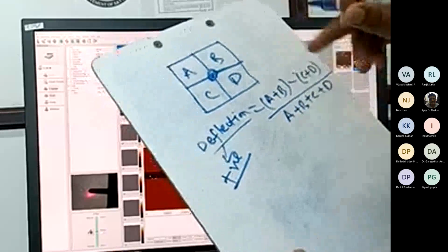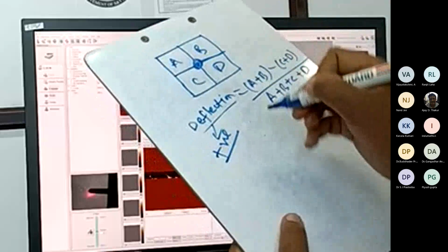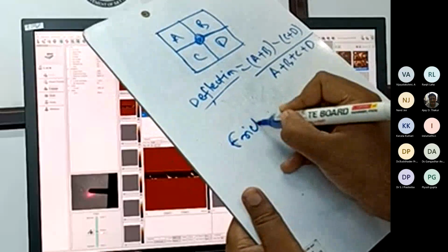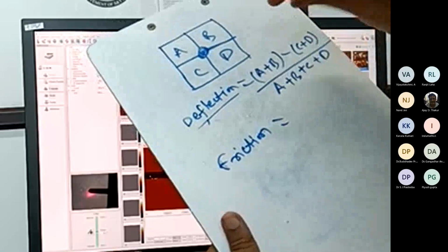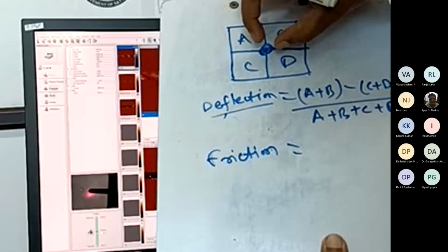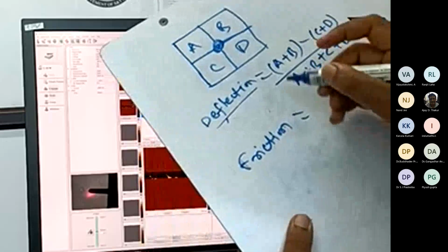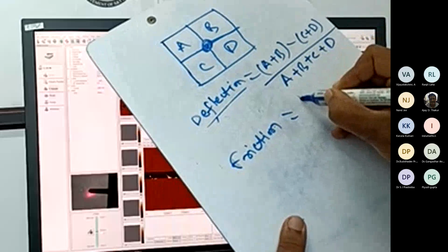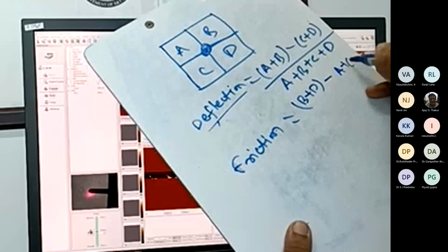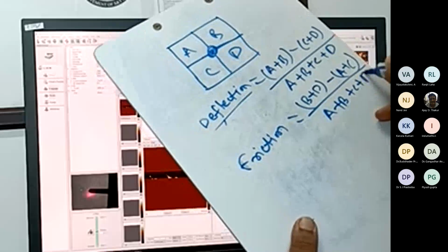Similarly, when we do contact mode imaging, the cantilever goes left and right also. So in that case, we define another quantity which is called friction. Friction basically detects how much it is moving left and right. It is equal to B plus D minus A plus C, upon A plus B plus C plus D.